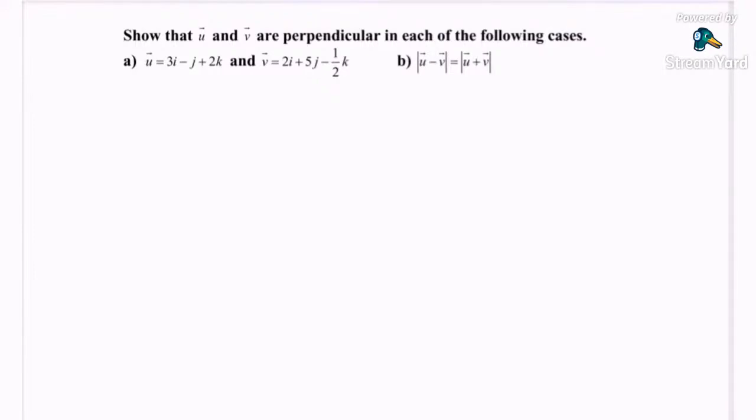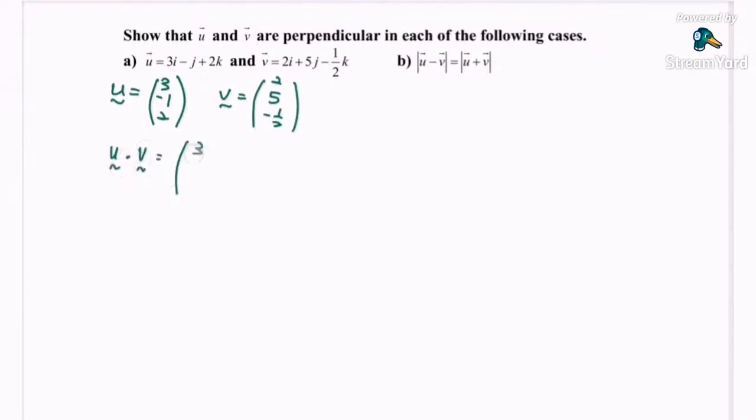Show that the vector u and the vector v are perpendicular to each other for the following cases. A, where we have the vector u is equal to 3, -1, and 2. Next, we have the vector v, where we have 2, 5, and -1 over 2. So the question asks us to show u and v are perpendicular to each other. So my suggestion would be dot product. So vector u dot with the vector v, where we have 3, -1, and 2, dot with 2, 5, and -1 over 2.